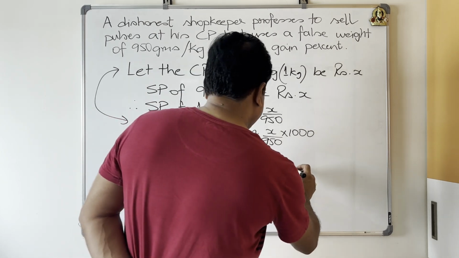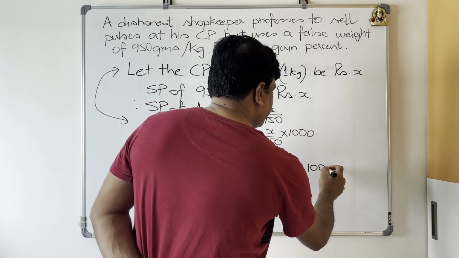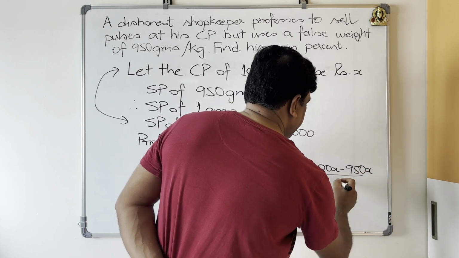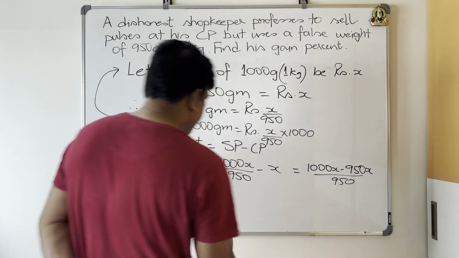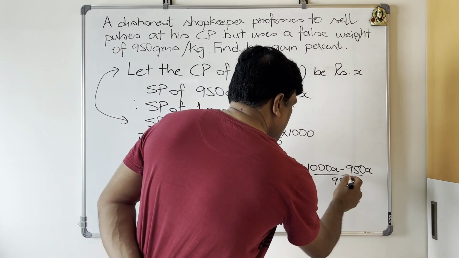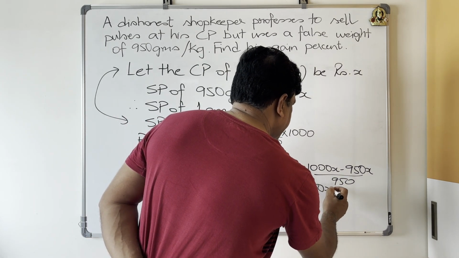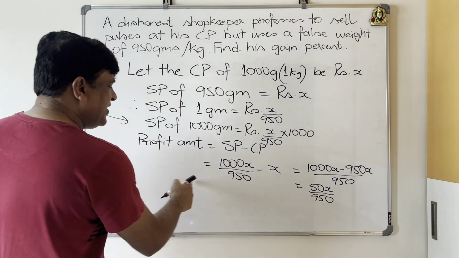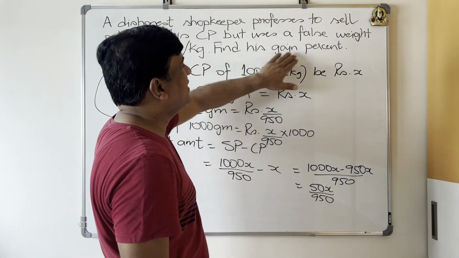This is nothing but 1000x minus 950x divided by 950. That is what you get, which is equal to 50x divided by 950. Right? 50x divided by 950. Now they asked us to calculate the gain percentage.